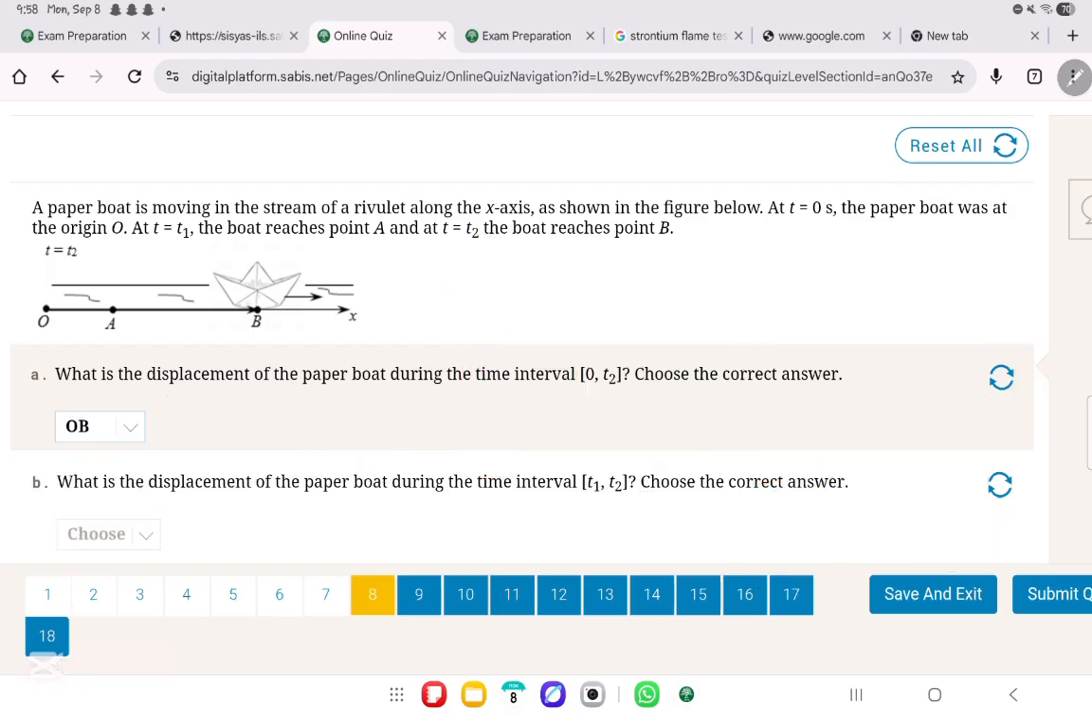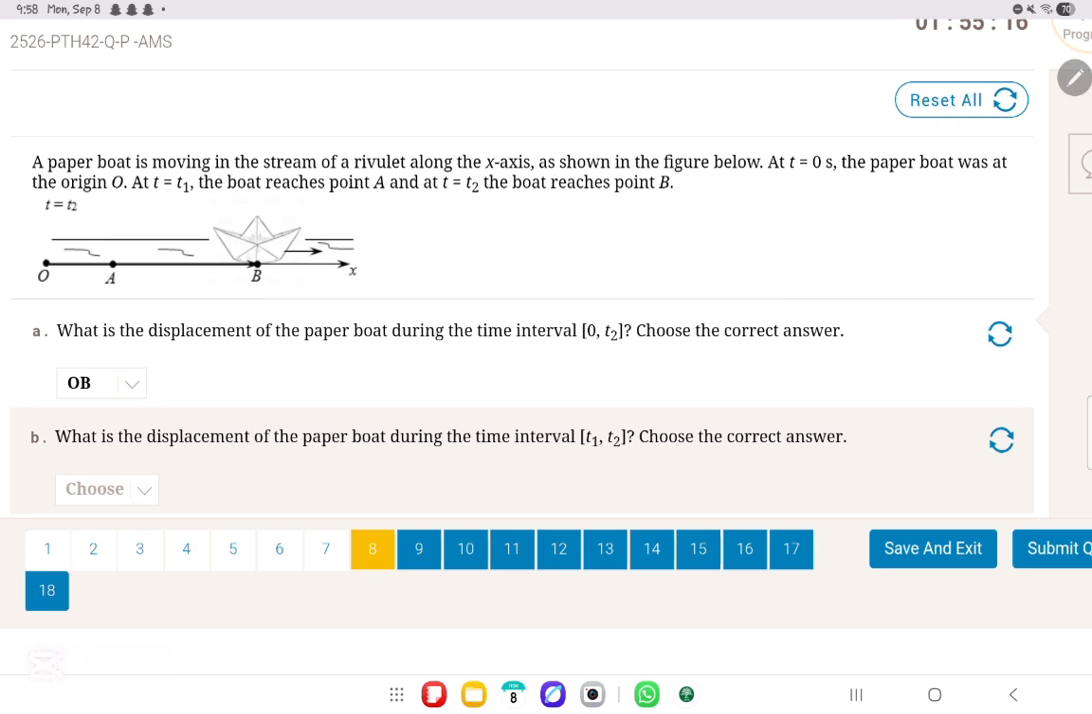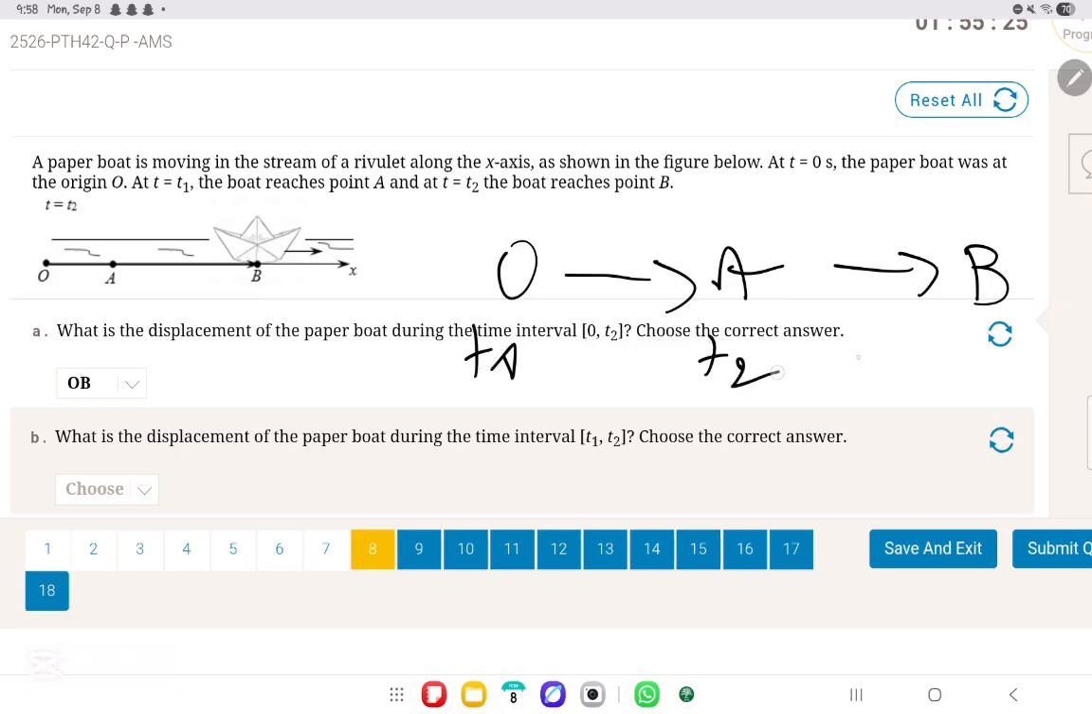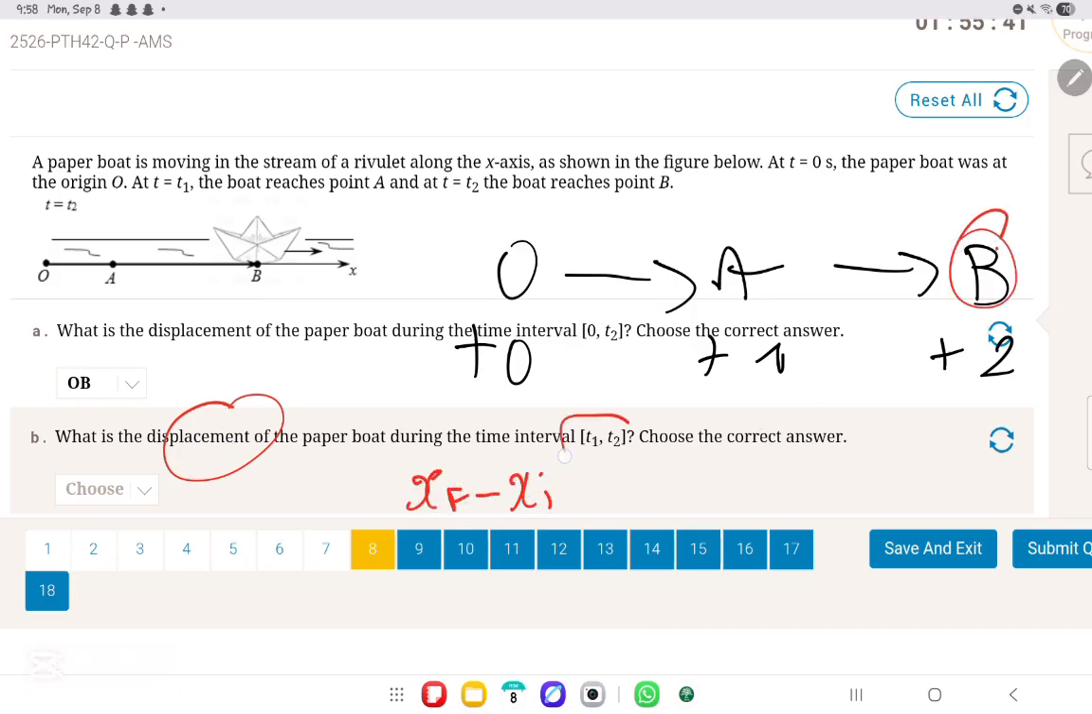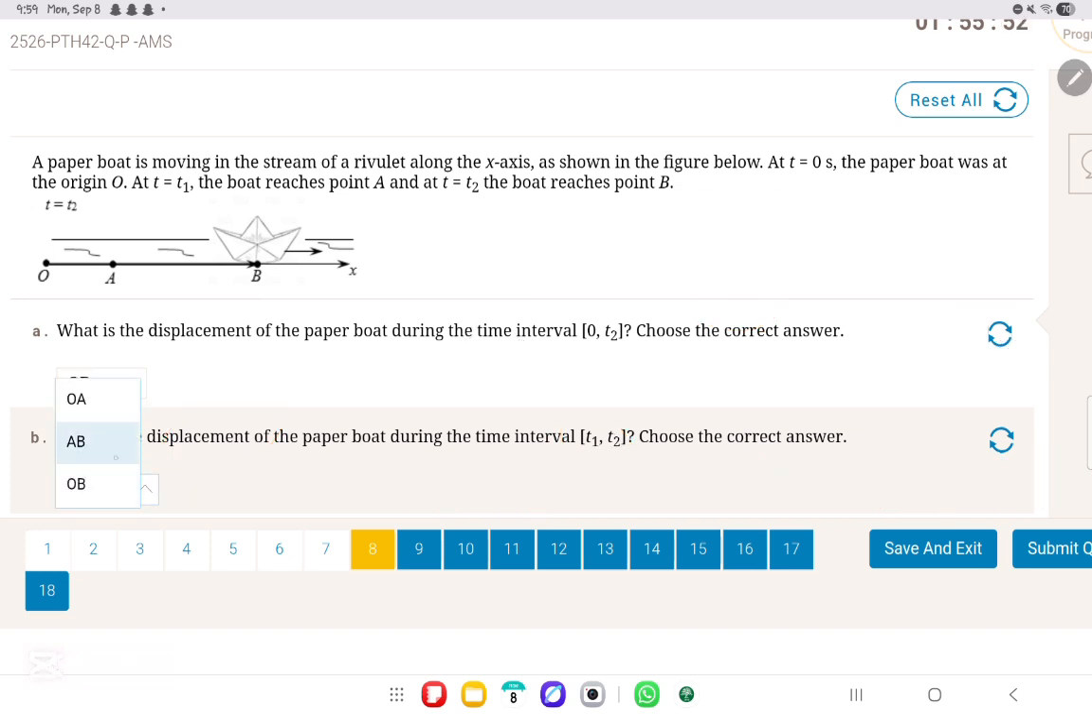Now, what is the displacement of the paper boat during the time interval t1, t2? So again, O to A to B, this is time 0, time 1, time 2. Now, what's the displacement during the time interval time 1, time 2? Displacement again is x final minus x initial. X final in this case, because it's time 1, time 2, is B, minus x initial, which in this case is A. B minus A can also be written as AB. So, very simply, the answer is AB. So that is it for question number 8.